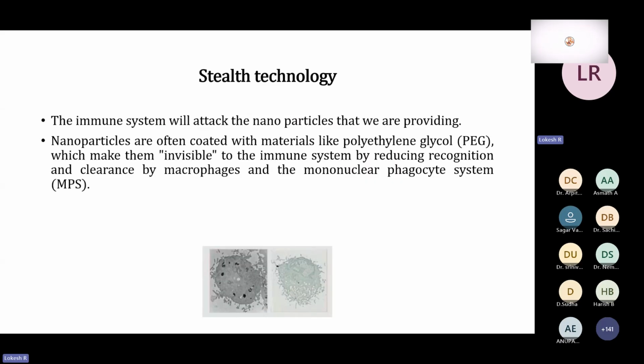An improvement in this drug delivery is stealth technology. Whatever foreign material we inject into our body, our immune system initially refuses it, so it might not be useful. See here in this first diagram, the nanoparticles are stuck in the immune system. To avoid that, the nanoparticles are coated with PEG, that is polyethylene glycol, and then they can escape through the immune system. They become invisible to the immune system.